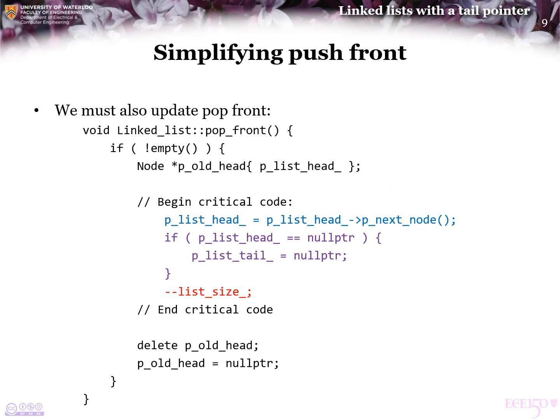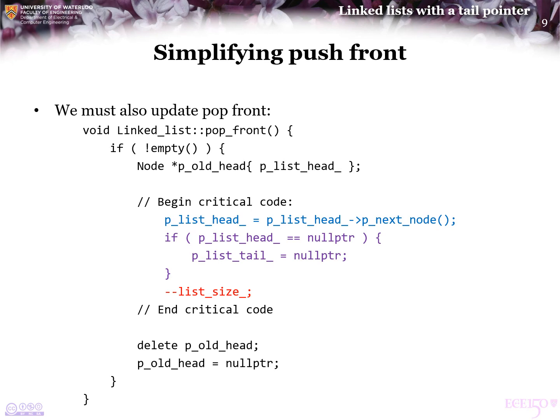We've also got to update the pop front function. So as before, we stored the old head in a temporary variable. Then we updated the pointer to the list head by assigning it the next node address stored in the first node of the linked list as it currently exists. Now, when do we have to update the tail pointer? We have to update the tail pointer if the linked list is now empty, because otherwise the tail pointer is always storing the address of the last node in the linked list. And so the only time that will change is if the node that is being popped is also the last node.